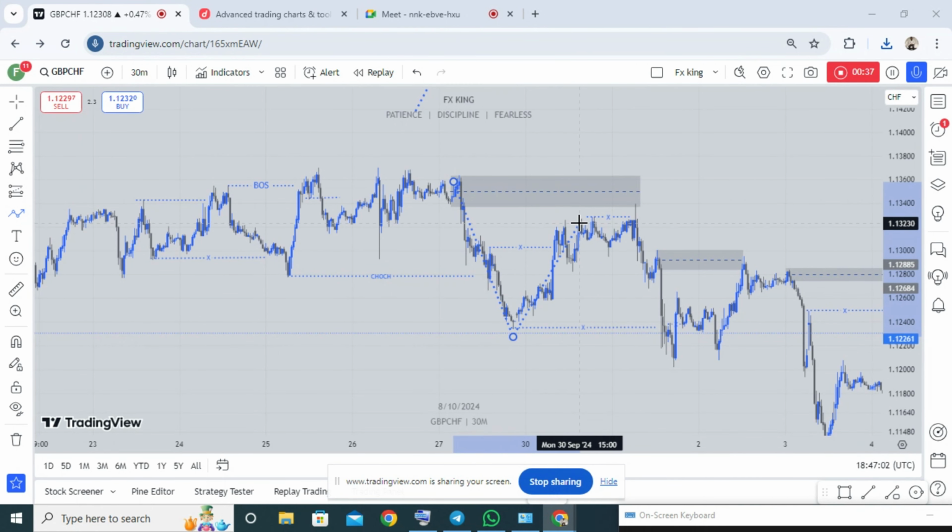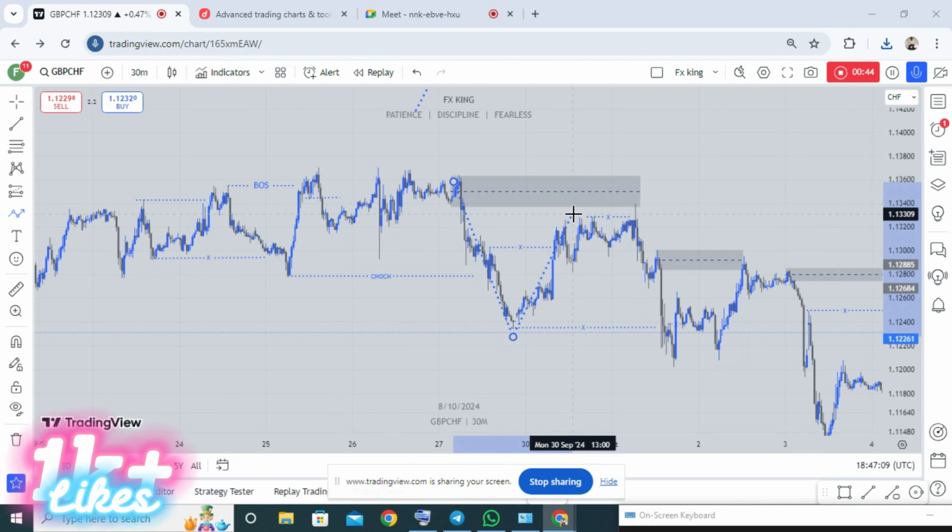You need inducement to sell. You need liquidity. Without the liquidity, if you fail to spot where that liquidity is, you will be the liquidity. That's just it.